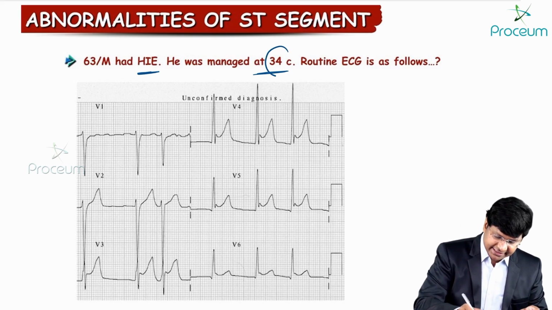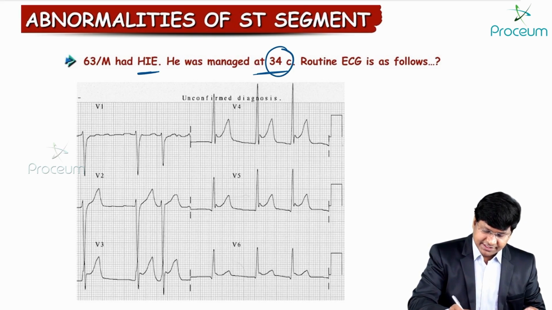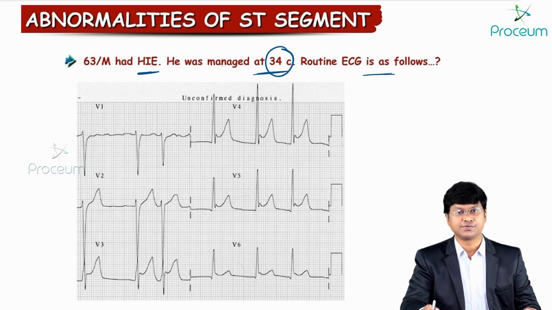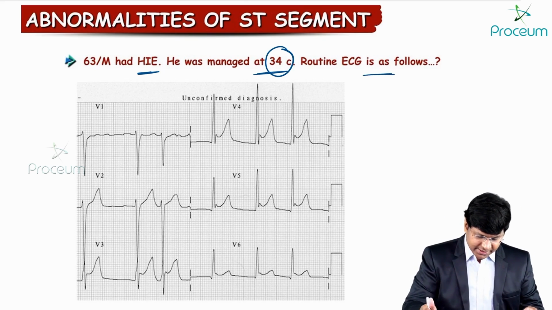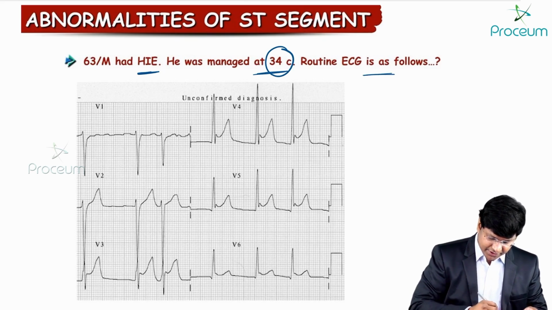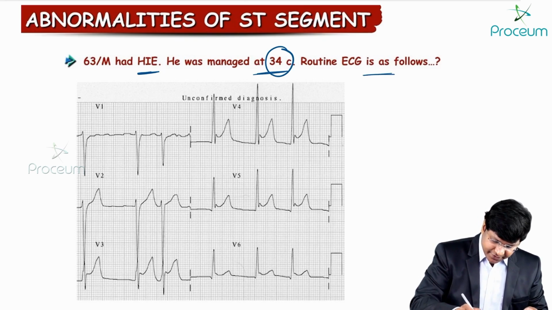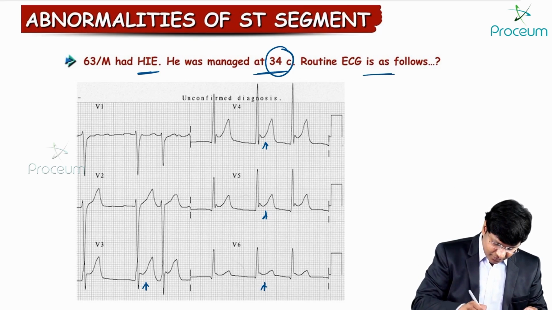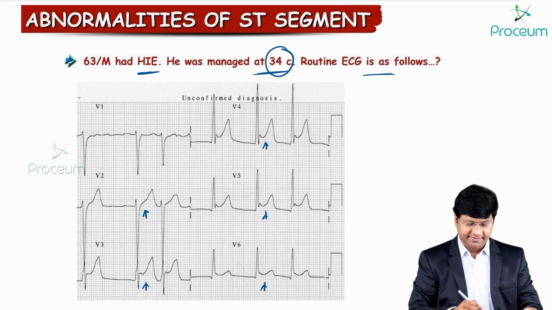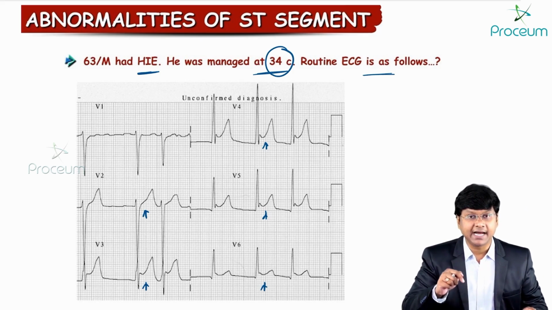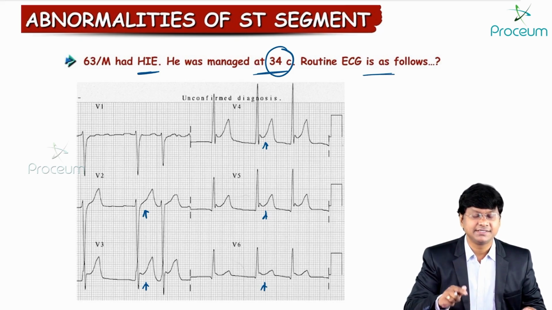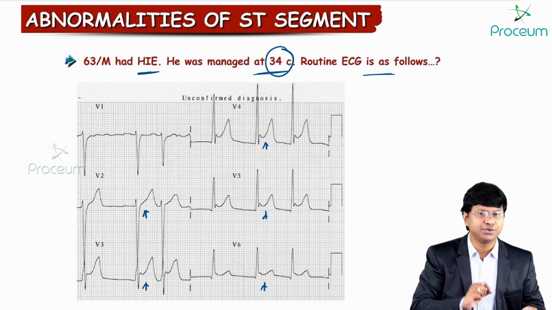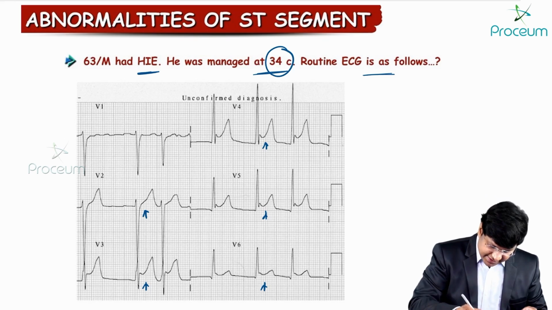So he was managed at 34 degrees centigrade and a routine ECG is being done. It is showing as follows. What you are observing is the presence of ST segment elevation. And along with the ST segment elevation, there is one more abnormal wave that you have to observe. And this is that particular abnormal wave.